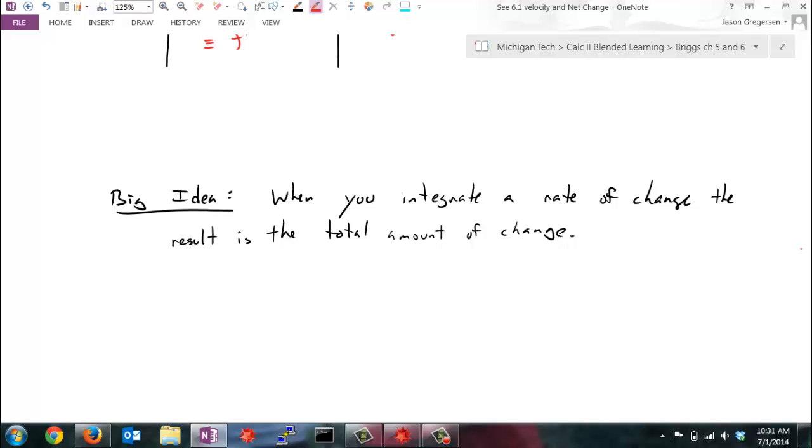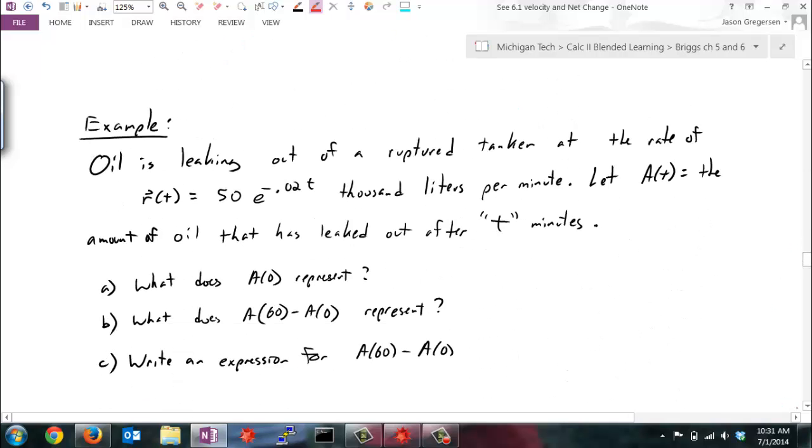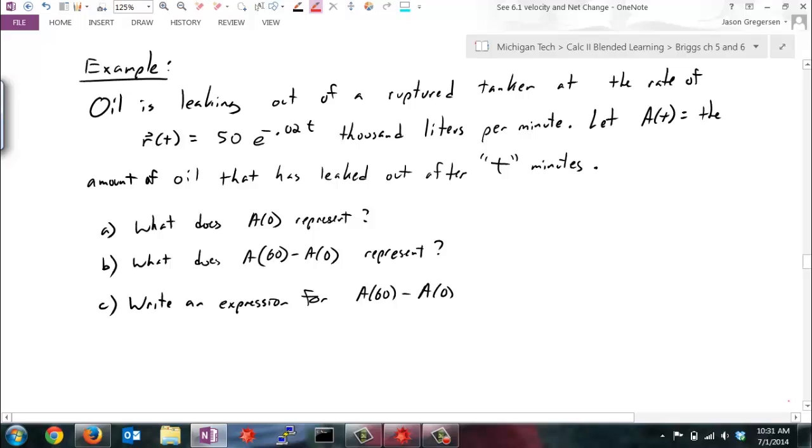So if we can generalize all this stuff to any rate of change, all of our little ideas along the way should be able to be generalized. What's an initial position? What's a displacement? All that will be in terms of whatever the rate of change that we're given is. So for example, oil is leaking from a ruptured tanker.